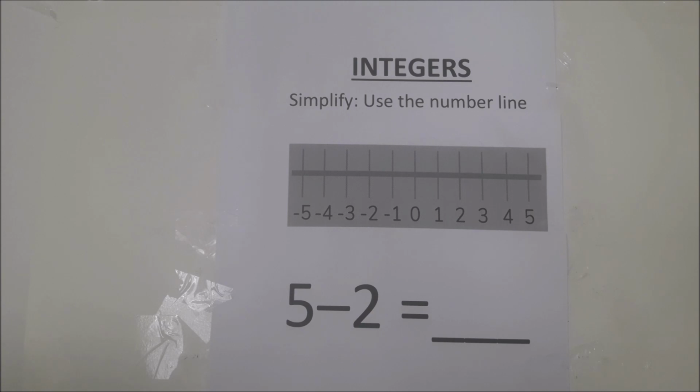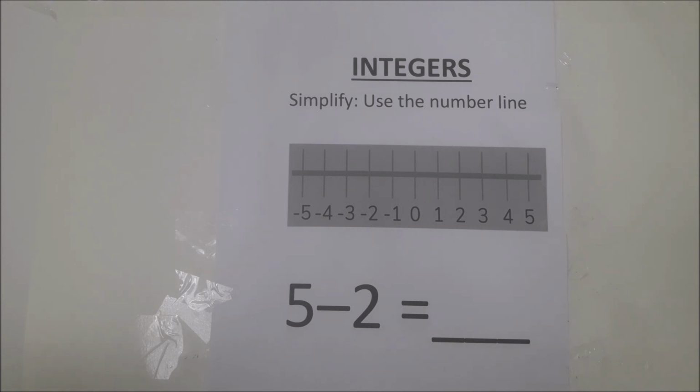Okay, now we have another one to work. Rafaela, read it. 5 minus 2. Is the 5 positive or negative? Positive. Positive 5. You don't have to put the sign in front of it to show it's a positive number. So it's positive 5 and it's a negative 2. 5 minus 2. 5 take away 2.